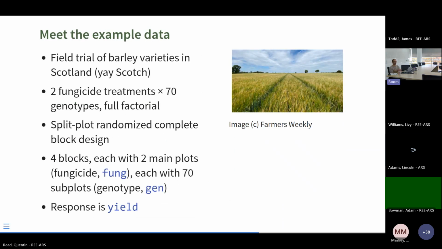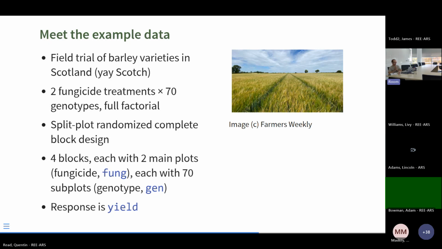Okay, so let's get introduced to our last example data. We're looking at barley in Scotland. So if you like Scotch, this is a good data set for you. Again, it's from the AgriDat package, and they did a field trial of barley in Scotland. And yes, variogram, we're going to talk about that in just a minute.